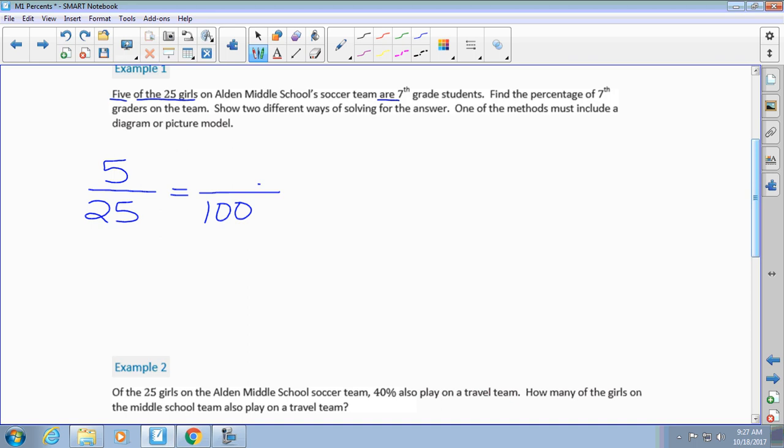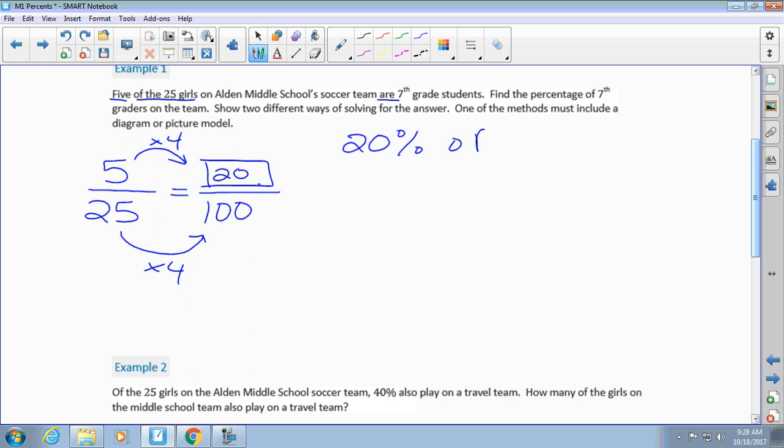It says find the percentage of 7th graders on the team. So we have to figure out how many are 7th graders. I'm sorry, not how many are, what percentage are. So we're looking for the connection to get from 25 to 100. What do we multiply by? 4, very good. And do the same thing to the top. 5 times 4 is 20. Now we don't want to leave our answer like that, so we are going to write what? 20%.